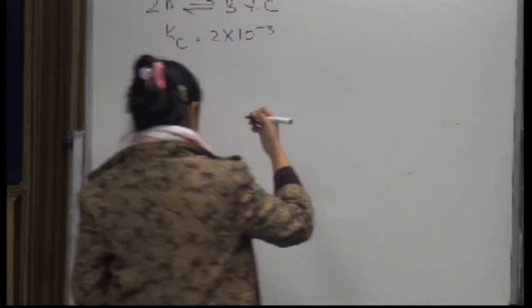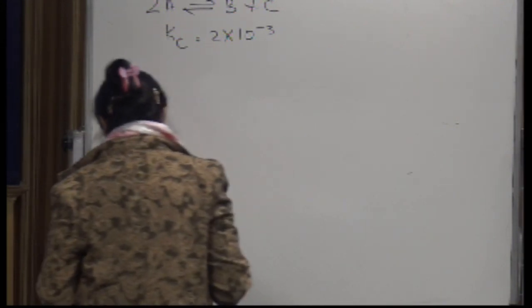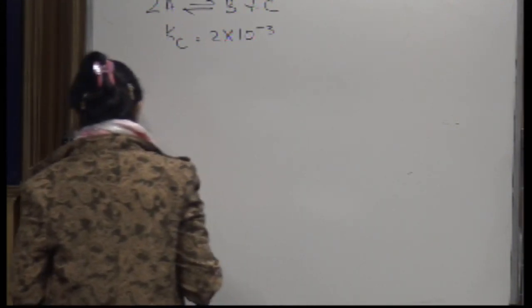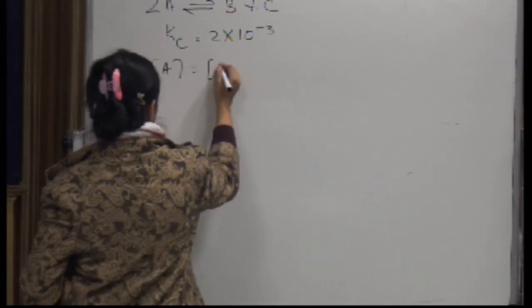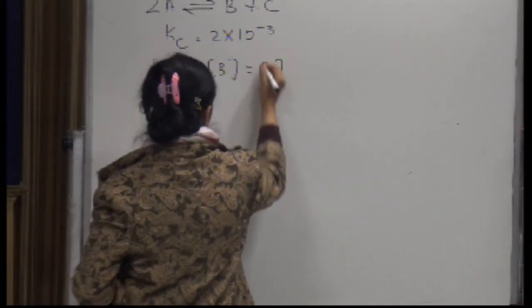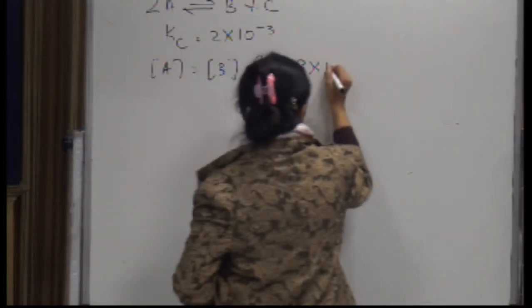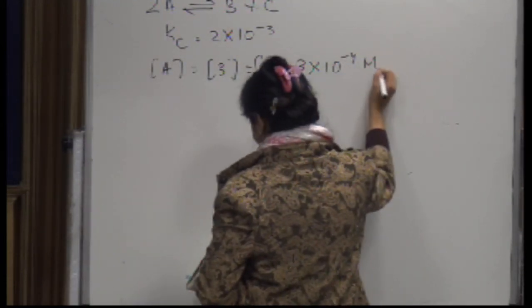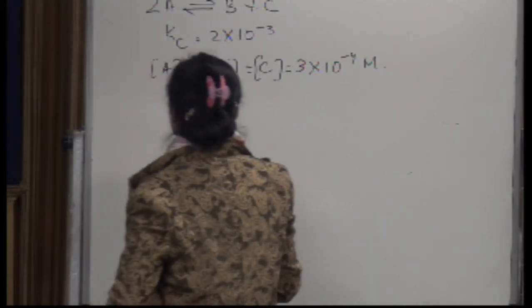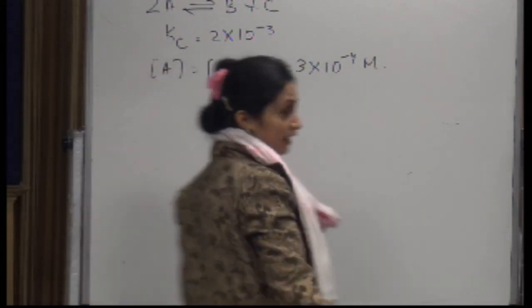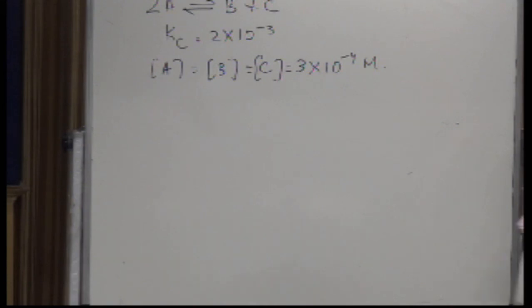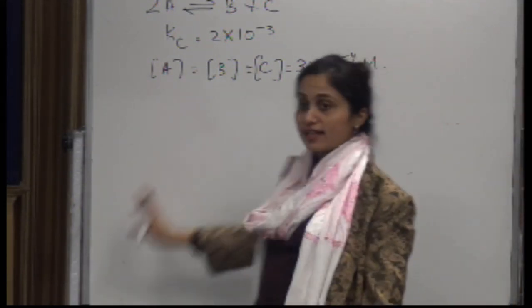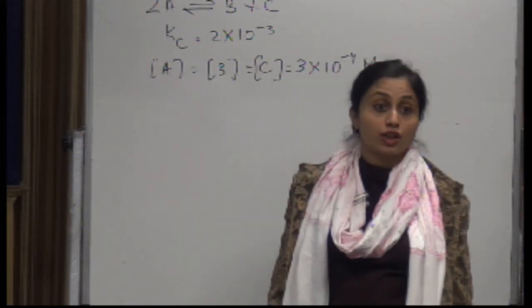The composition of the mixture is A equal to B equal to C equal to 3 into 10 to the power minus 4 molar. In which direction will the reaction proceed? The data that is provided is this. You just have to tell in which direction the reaction will proceed. So remember, in all of these cases you are calculating your Q.